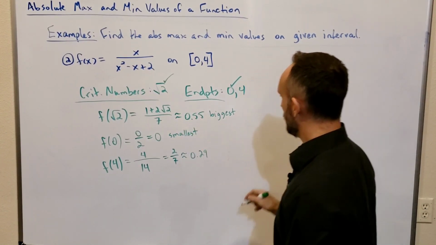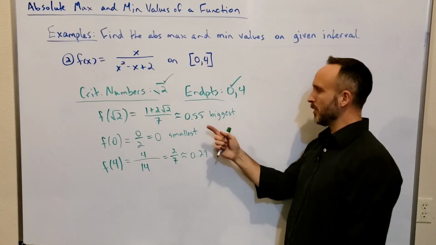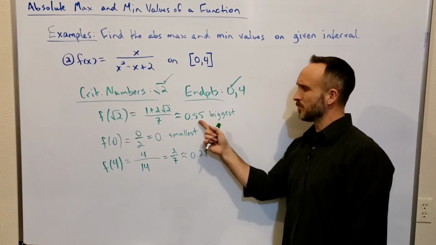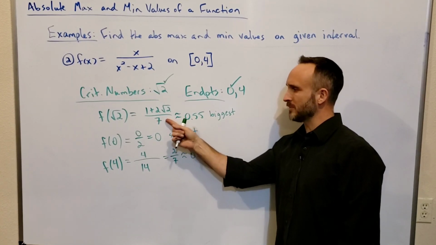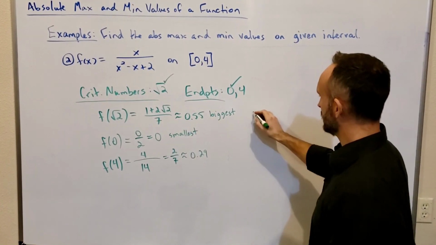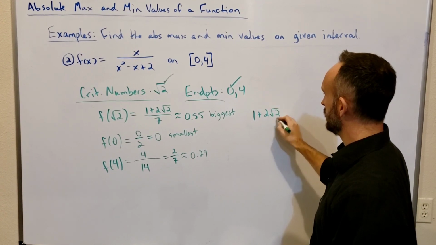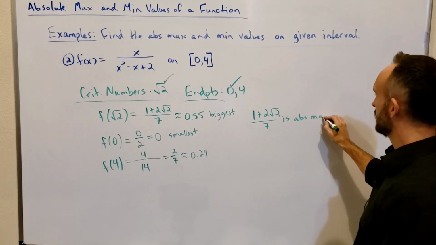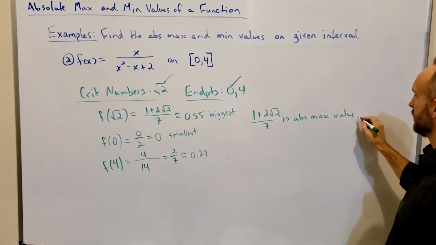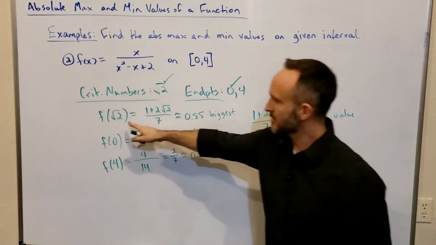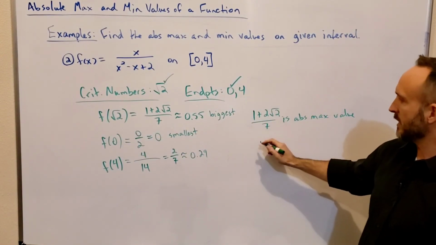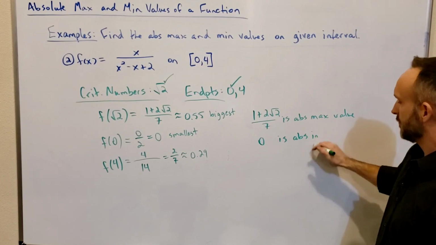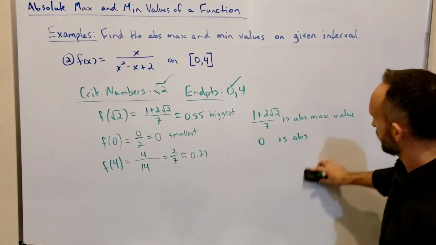Okay? So you want to be careful, we don't want to say 0.55 is the absolute max value because that's incorrect. That's an approximation of the real absolute max value, which is this. So we can say 1 plus 2 square roots of 2 over 7 is the absolute max value. Of course, it occurs at square root of 2. And we can say that 0 is the absolute min value.